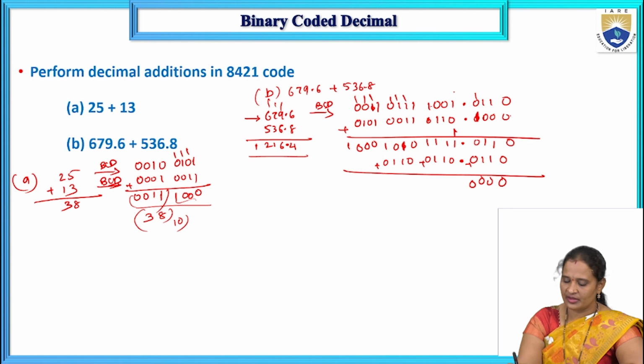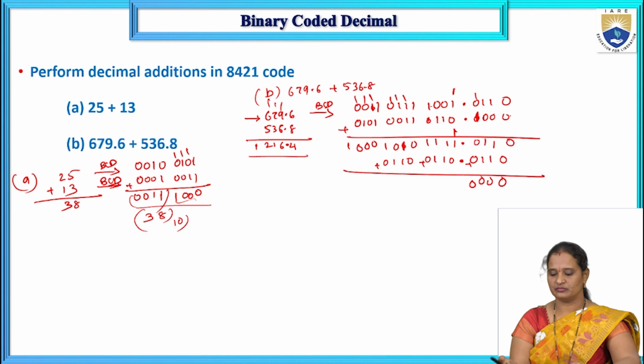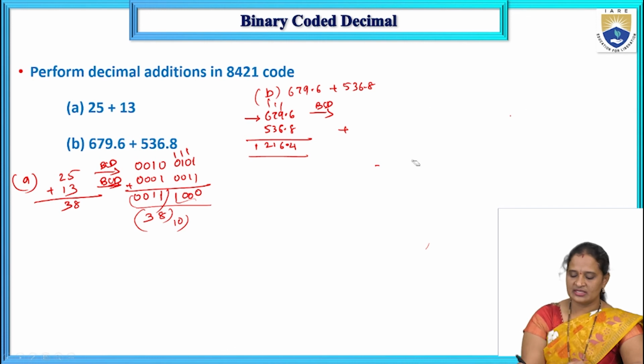0 with the carry 1. 0 with the carry 1 now. We should be very careful while writing the codes here. 6 is represented as 0, 1, 1, 0.